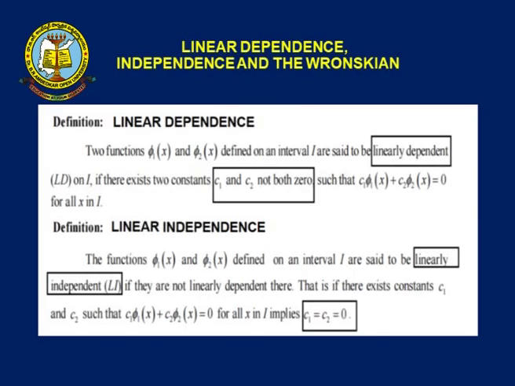Now, linear dependence. Linear dependent means C1 phi1 of x plus C2 phi2 of x equal to 0, that is C1 phi1 plus C2 phi2 equal to 0. That kind of solution is what we call the solution we obtain.